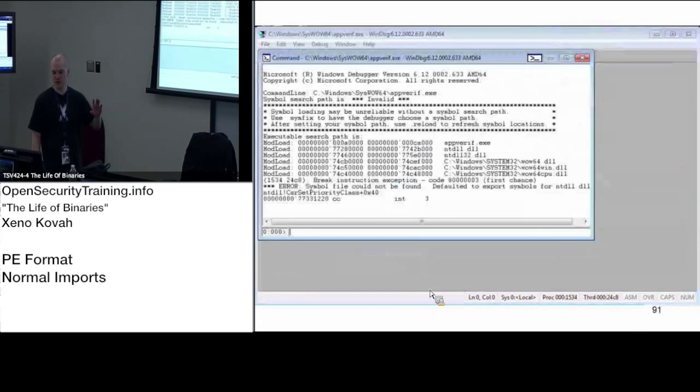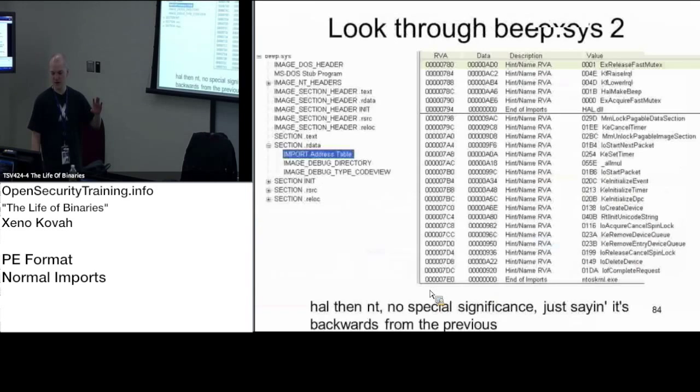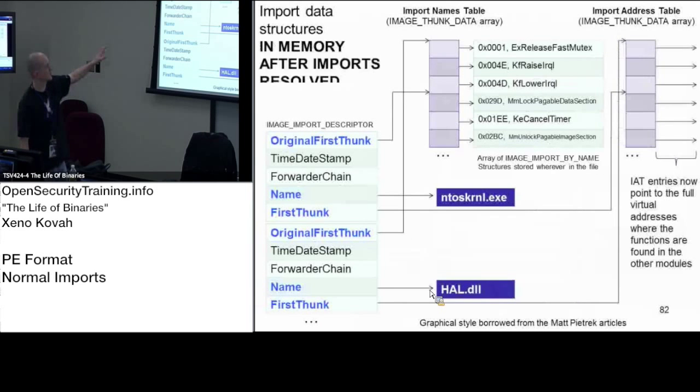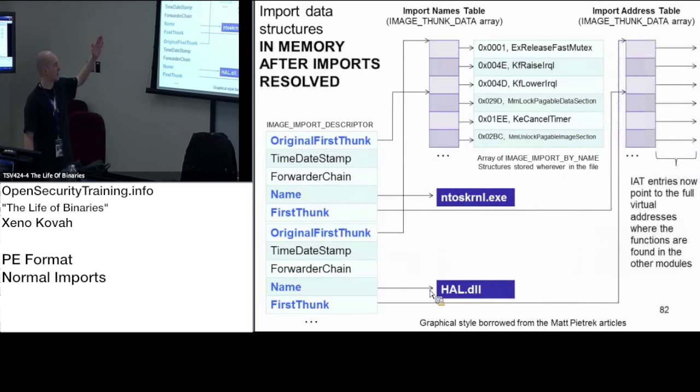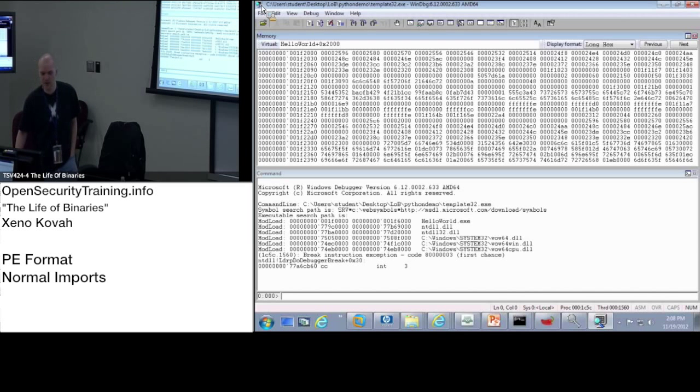I'll show the real proof that when I say there's the difference between these two pictures, right? On disk, they both point at the same data structure. In memory, the IAT points at the real functions. I'll show this in memory by running WinDbg on a particular executable. Okay, so this is just going to show you quick the proof is in the pudding in terms of the import address table getting changed in memory versus on disk.